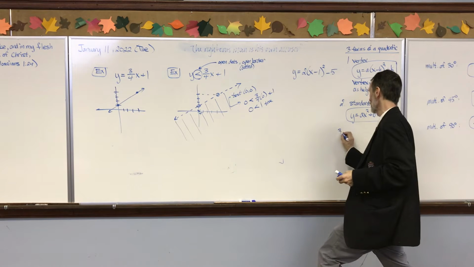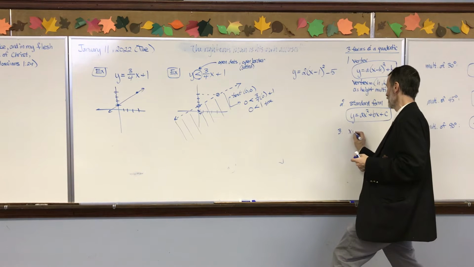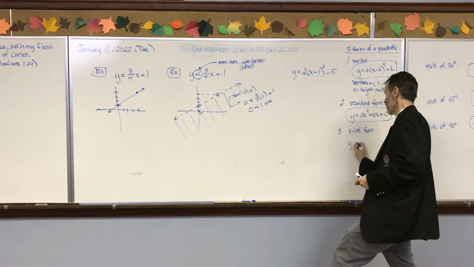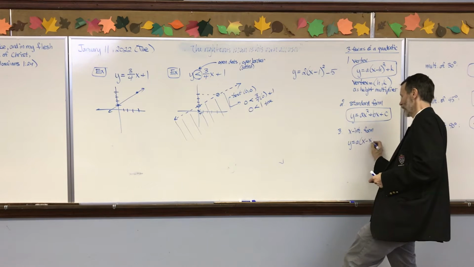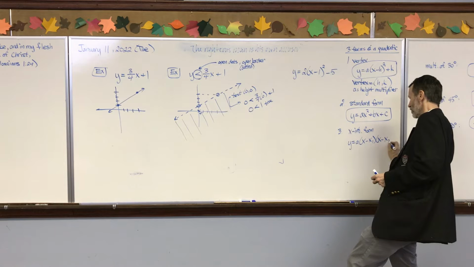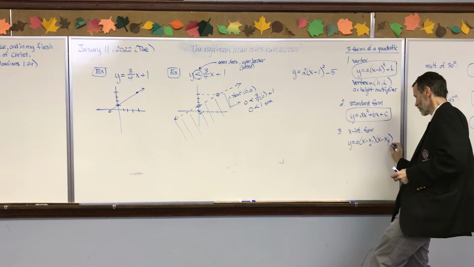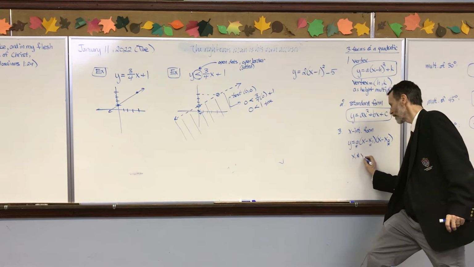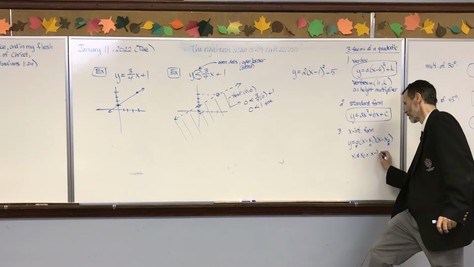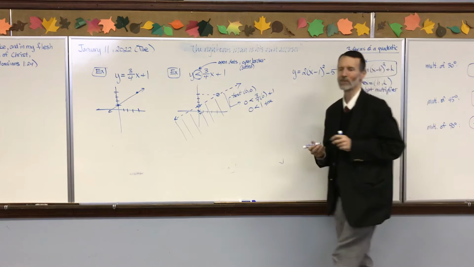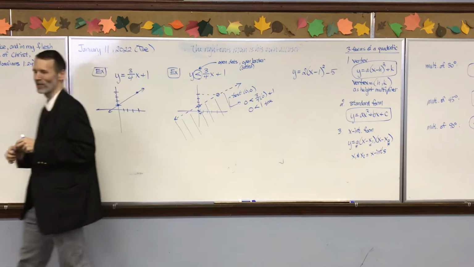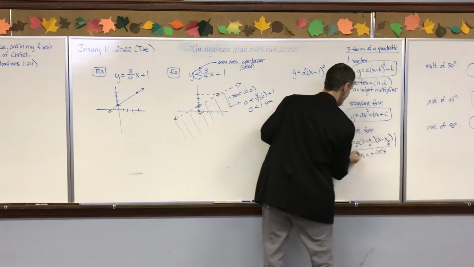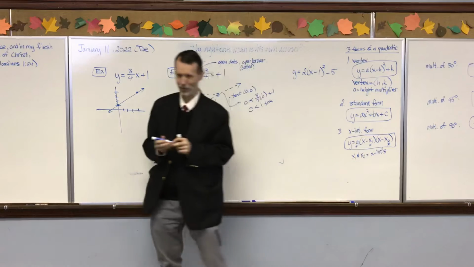The third, which is a little more obscure, but we've seen it before, x-intercept form, is when you factor it. It's y equals a parentheses x minus x1 parentheses x minus x2, where x1 and x2 are numbers, and so is a. x1 and x2 are the x-intercepts, also known as roots, also known as solutions, also known as zeros of the function. Okay, let me circle that. So there are 3 forms of a quadratic we should recognize and be able to use.